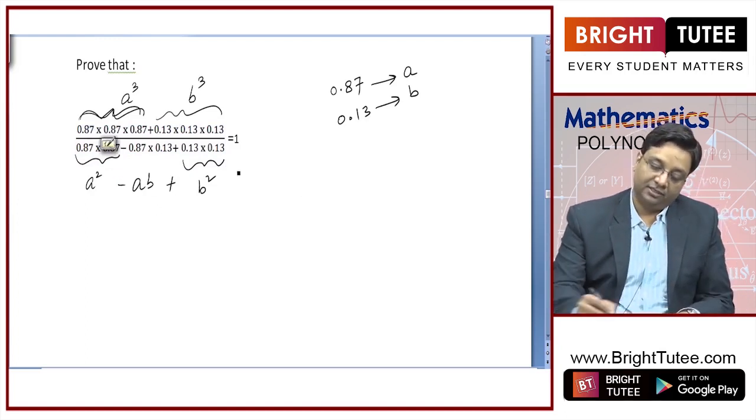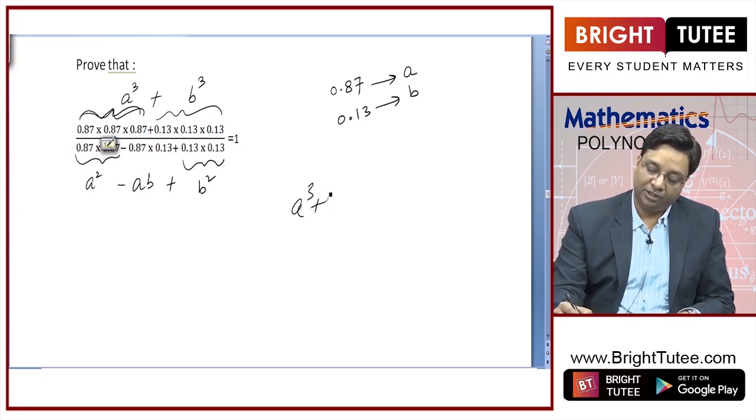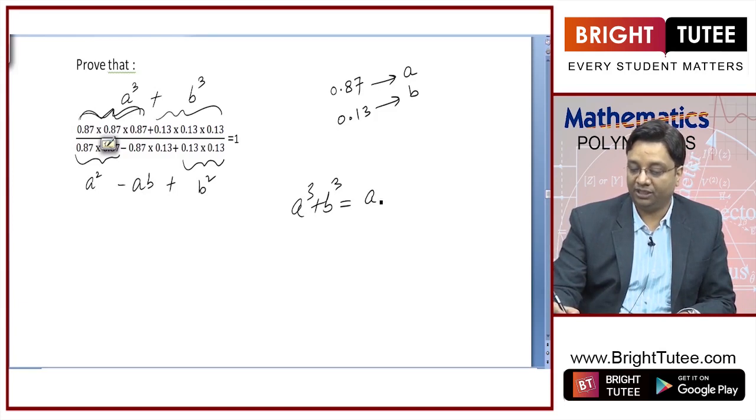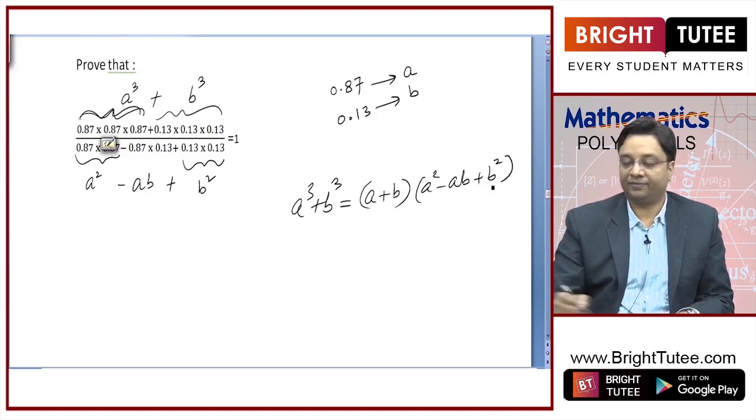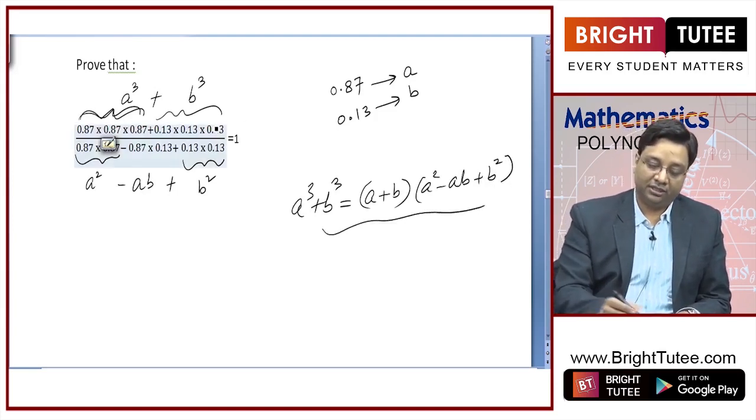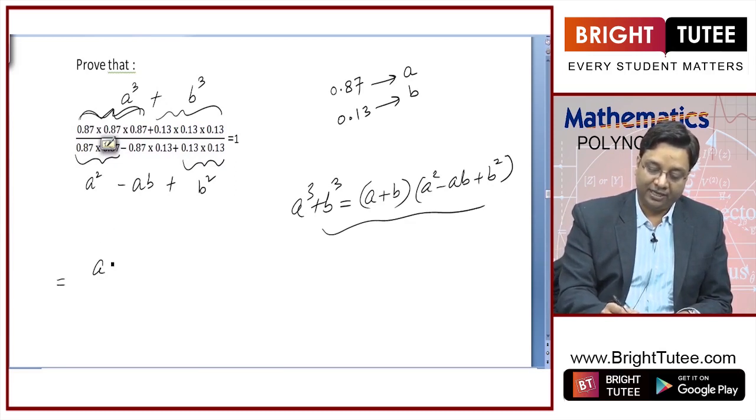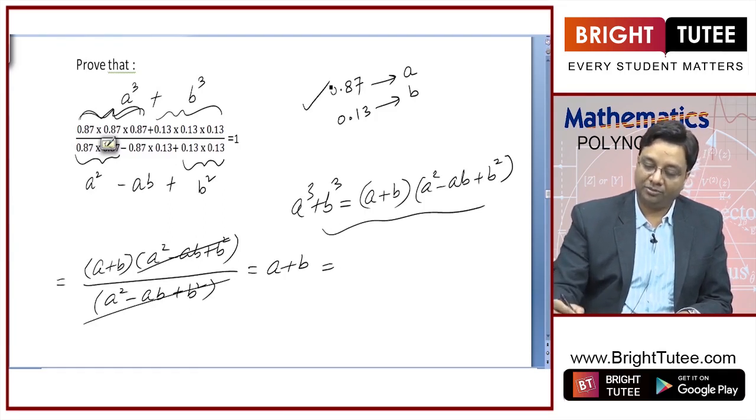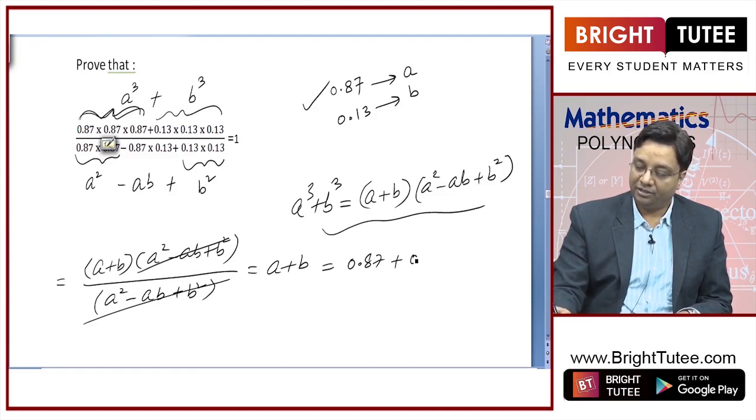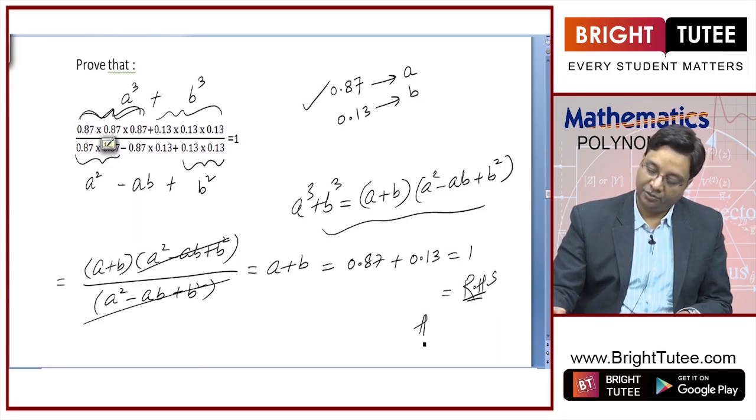Now look at this. This is of the form a cube plus b cube, and what is a cube plus b cube? We know the expression for a cube plus b cube is a plus b into a square minus ab plus b square, right? So the term in the numerator can be written as a plus b into a square minus ab plus b square, and the denominator is already of the type a square minus ab plus b square. So now these can be cancelled and the answer will be a plus b. Now a is 0.87 and b is 0.13 and their sum is 1, which is the right hand side, right? Hence proved.